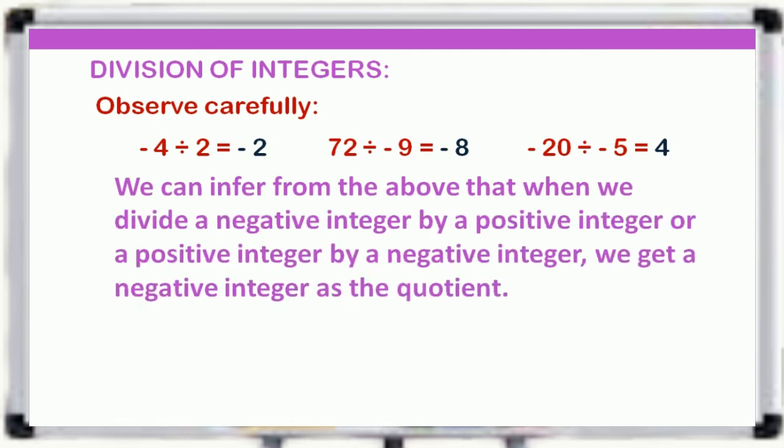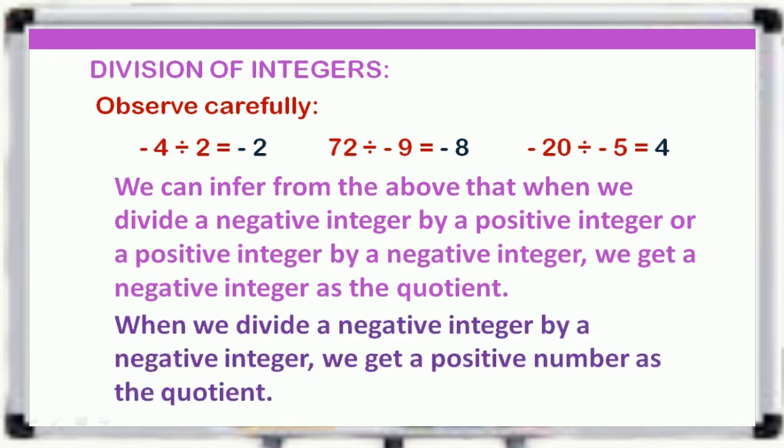You can infer from the above that when we divide a negative integer by a positive integer or a positive integer by a negative integer, we get a negative integer as a quotient. So first two examples are the positive and negative integers division, and the last division is two negative integers division. When we divide a negative integer by a negative integer, we get a positive number as the quotient.